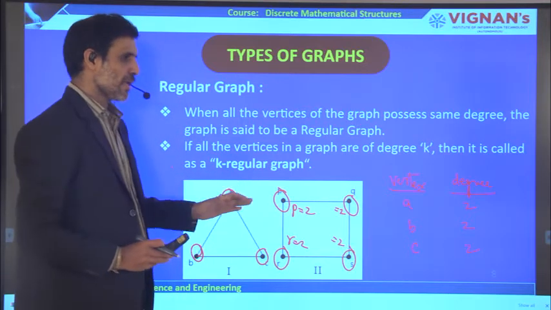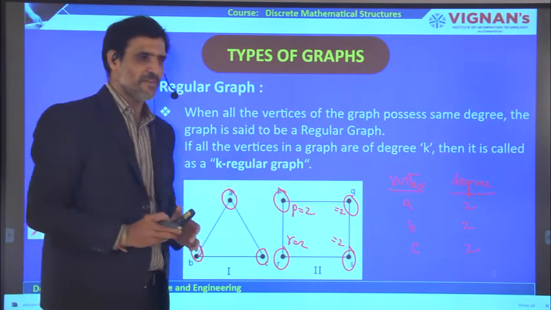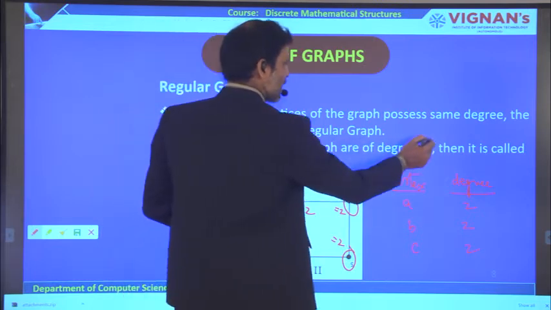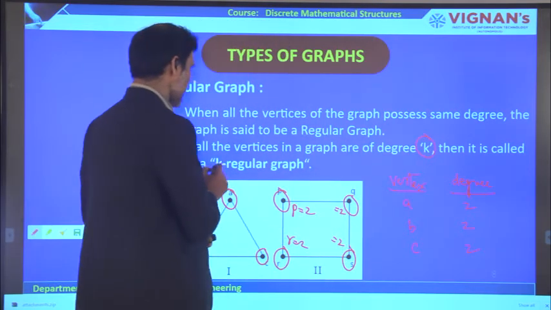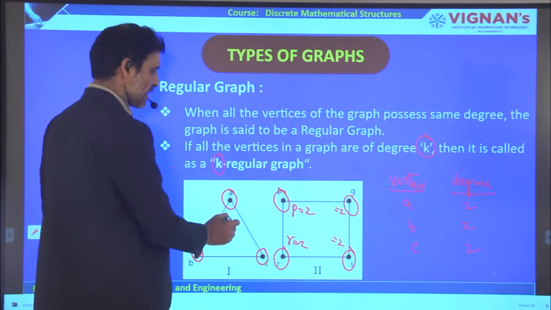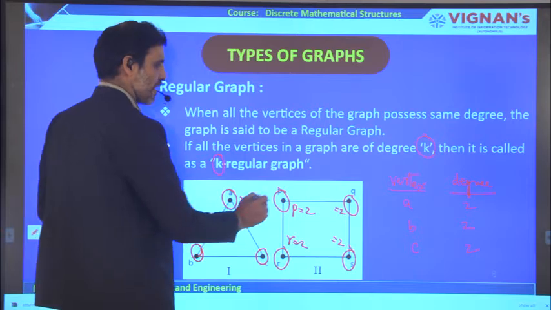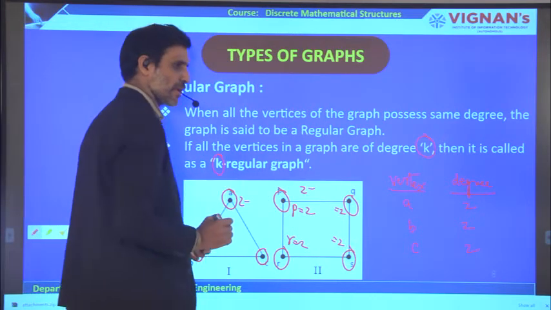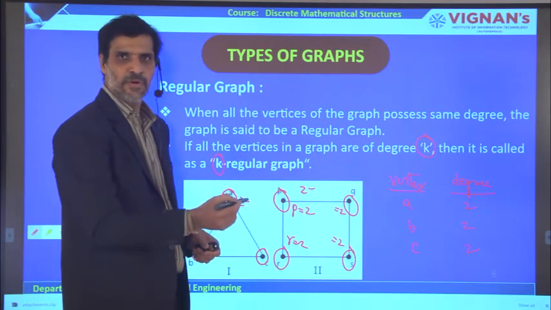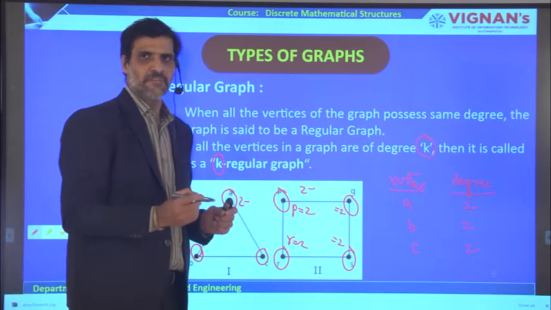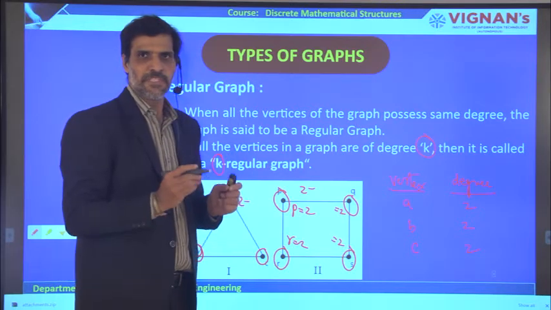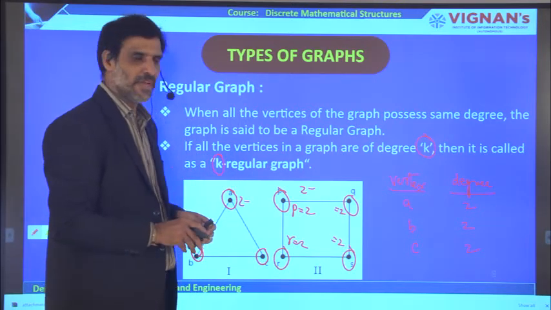Generally, for regular graphs, the degree is denoted by K. If every vertex has degree K, then it is called a K-regular graph. In this case, this is called a 2-regular graph, and this one is also a 2-regular graph. You may get 3-regular, 4-regular, but check whether the degree of every vertex is the same or not. That is the definition of a regular graph.